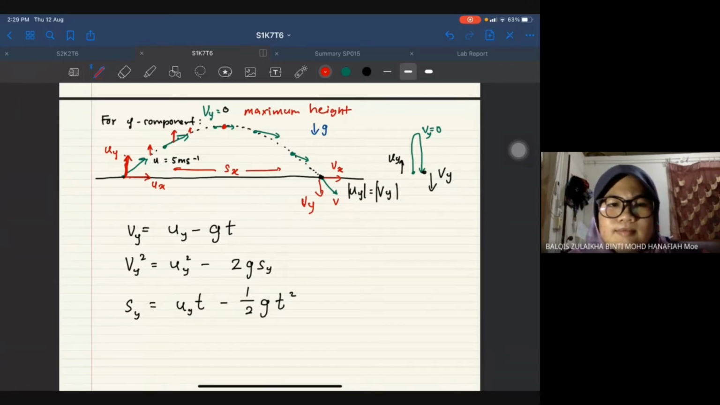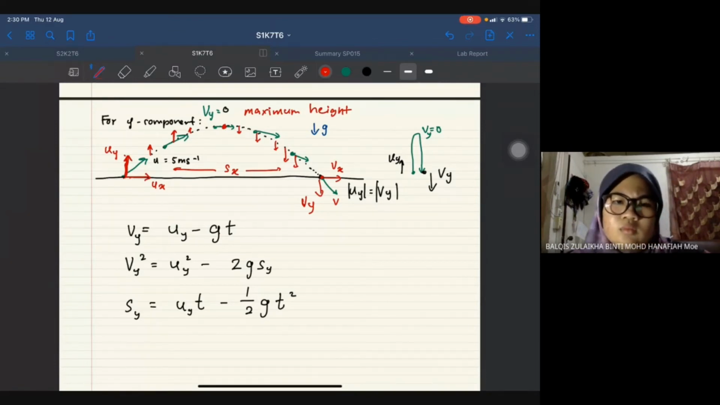Eventually at one point, at the maximum point, your Vy sama dengan 0. Velocity Y component dia sama dengan 0. Lepas tu dia turun opposite direction and the velocity keep on increasing, sebab gravity lah. And then eventually dia akan reach a point. Kalau point tu sama height dia, in this case kalau height dia equals to 0 juga, dia punya magnitude sama.